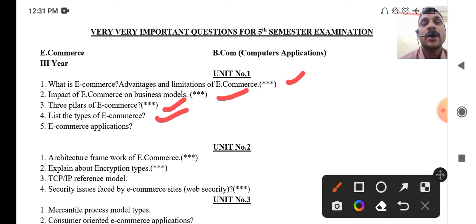Next, list the types of e-commerce. So what are the different types of e-commerce? You know already: business to business, business to consumer, consumer to business. So we have different models, and all these models you have to explain. Next comes the concept of e-commerce applications. It means where we are using e-commerce in our life, that we have to explain. There are different sectors, so all we have to explain.